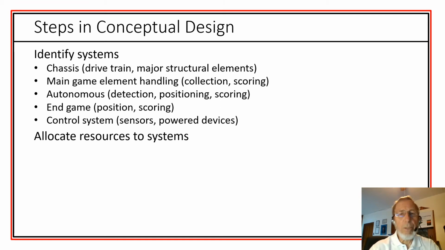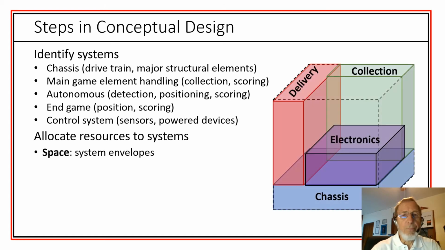Your team is limited in terms of the resources that you might have, or perhaps there are game rules that limit you. Of course, your space is limited, so an important part here in system design and conceptual design is allocating space for the different systems that you envision on your robot. Here we've identified a certain space for the chassis, for the collection system, for delivery, and so on.